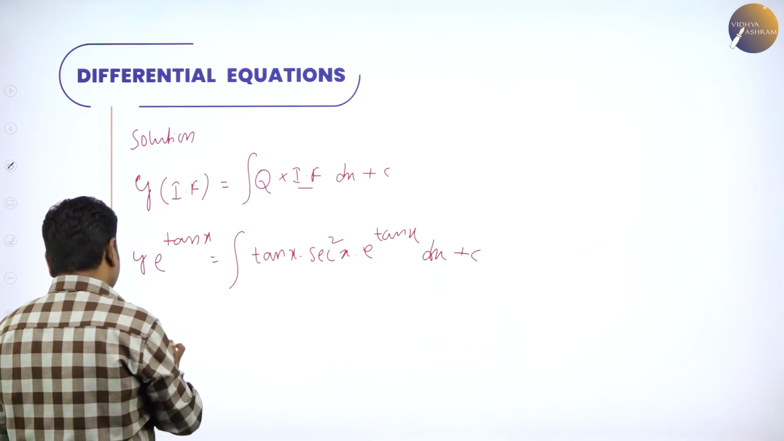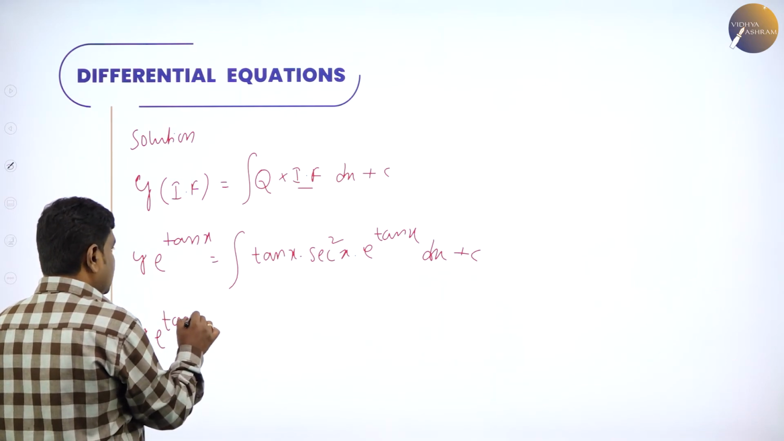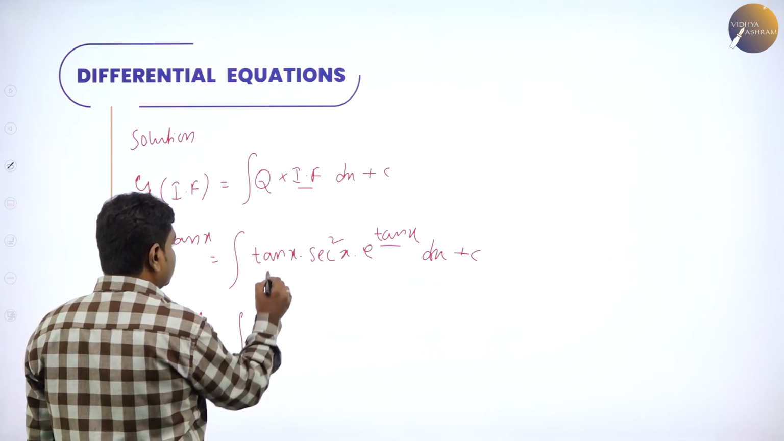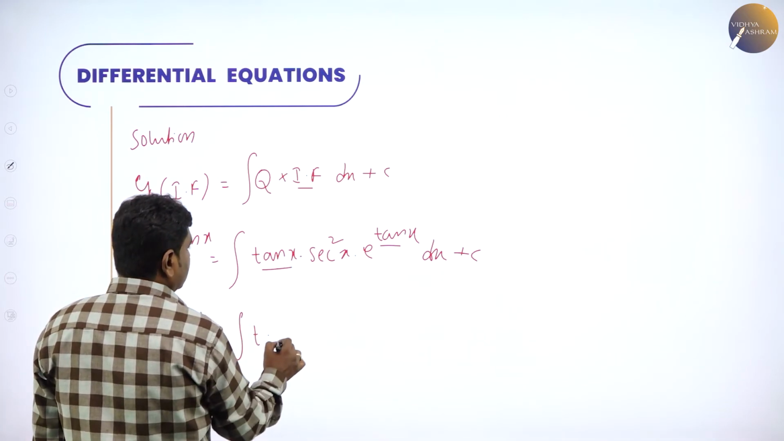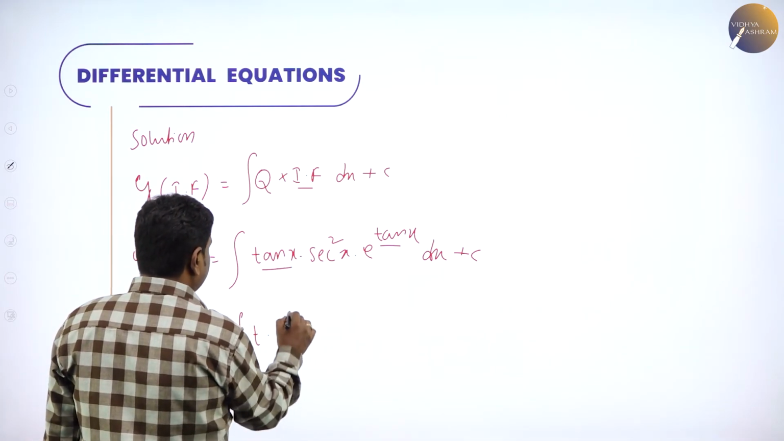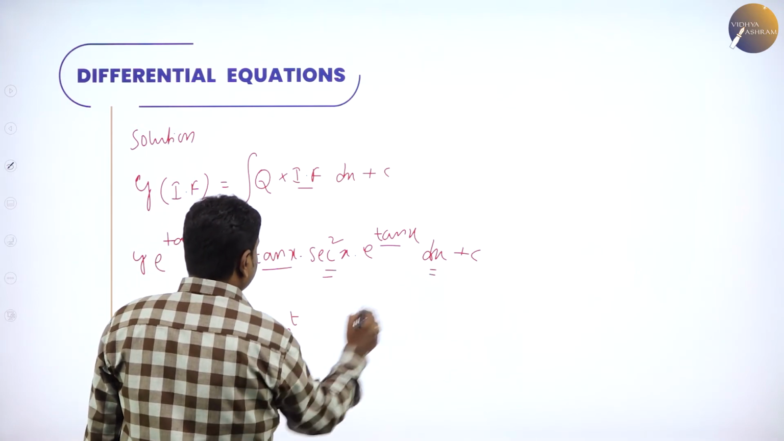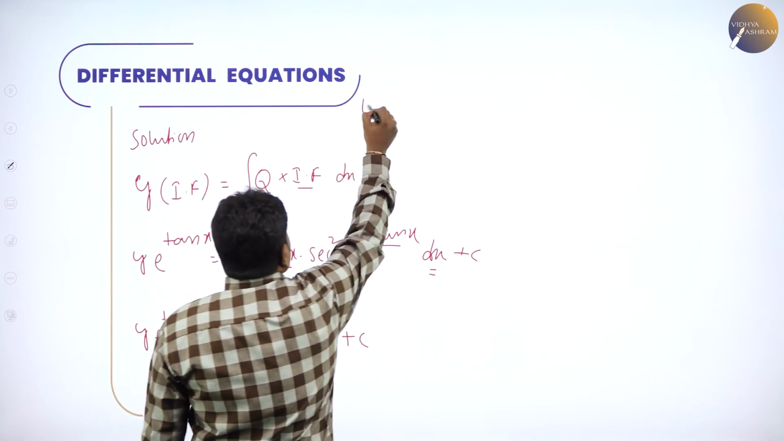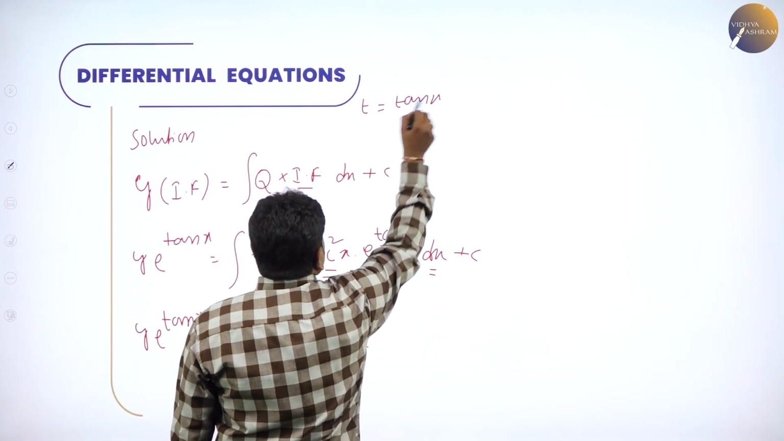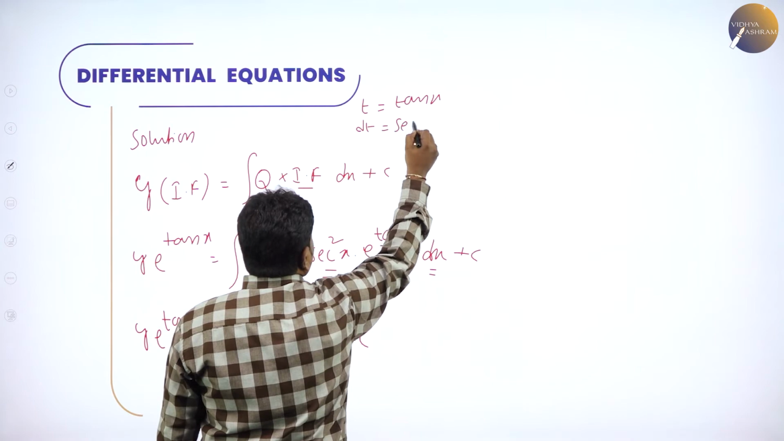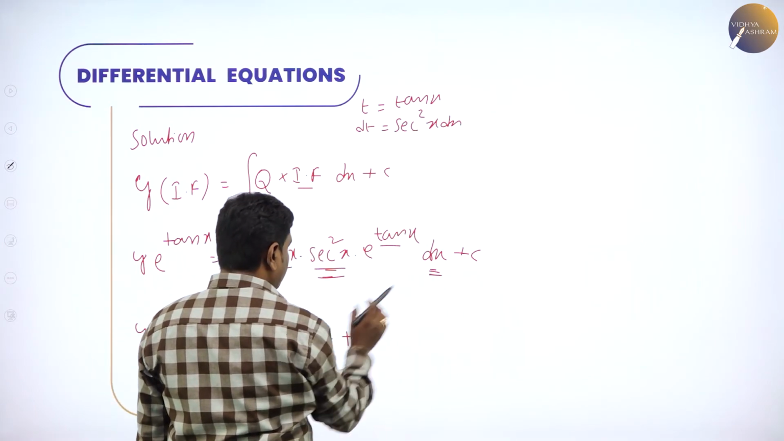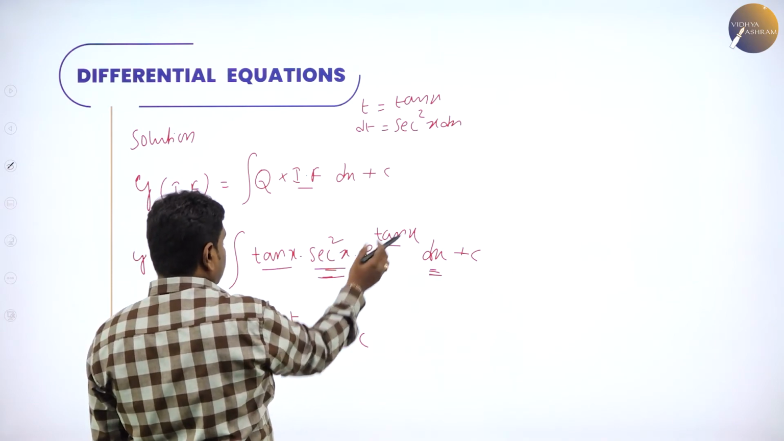Now LHS is simple, y e power tan x, but in RHS I'll take t as tan x. Then tan x becomes t, e power tan x becomes e power t, and secant square x dx becomes dt. I'm putting t is equal to tan x. All of you know, if you differentiate, dt becomes secant square x dx. So instead of secant square x dx, I'll put dt.